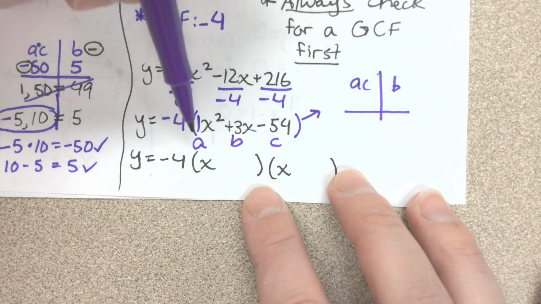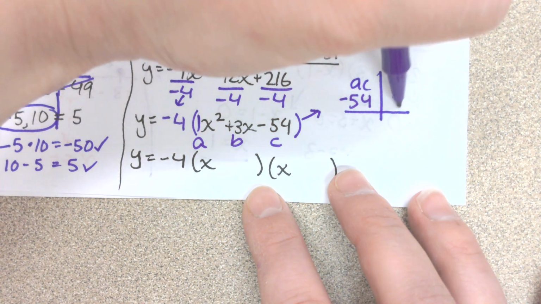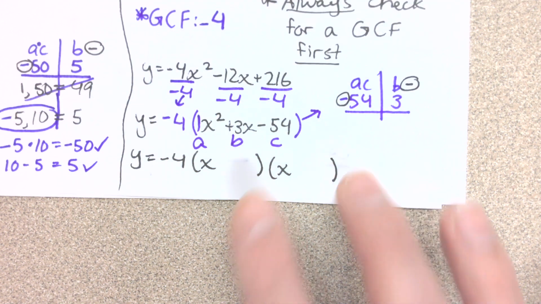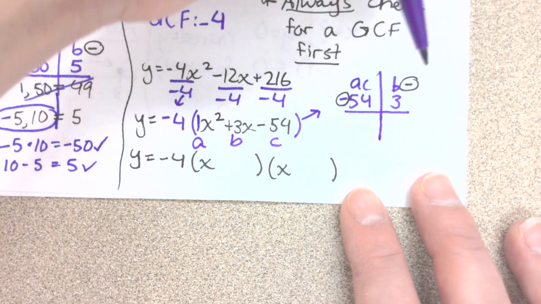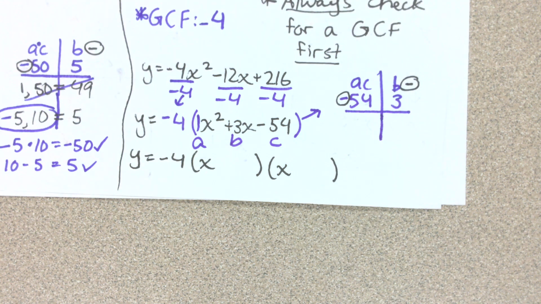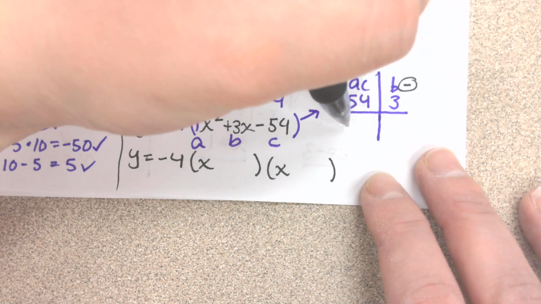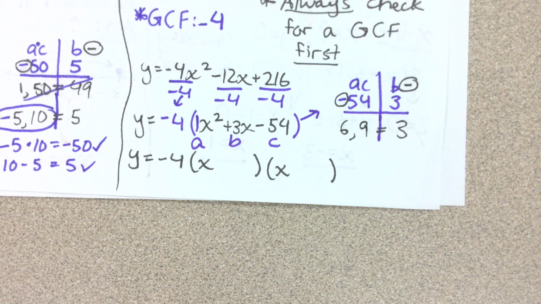A times C, 1 times negative 54, that's negative 54. B is positive 3. Again, since we have a negative 54, we're subtracting on the right side to get that 3. Let's go ahead and find the correct numbers. 54, there is a common math fact that should come to mind. Two numbers immediately. 9 and 6. That is correct. If I subtract 9 and 6, I will get 3. That is what I want.